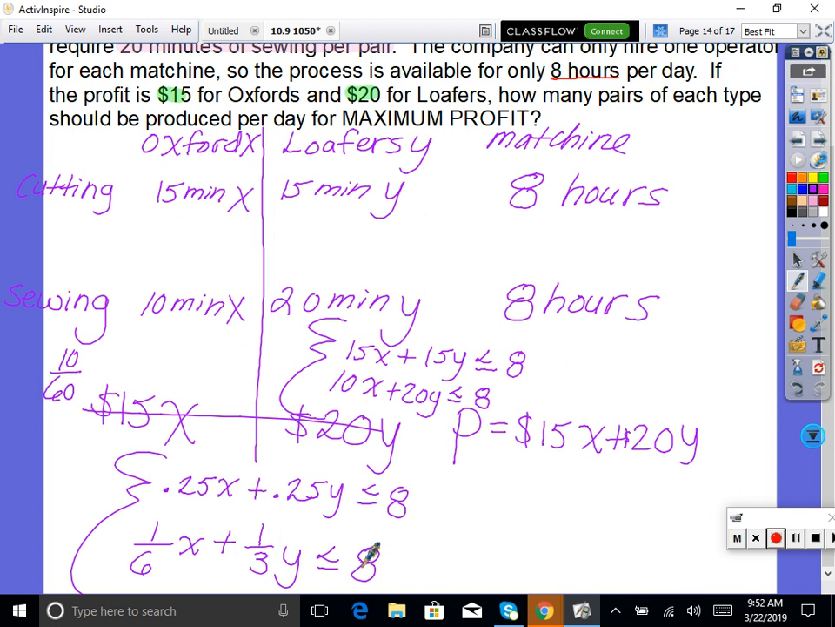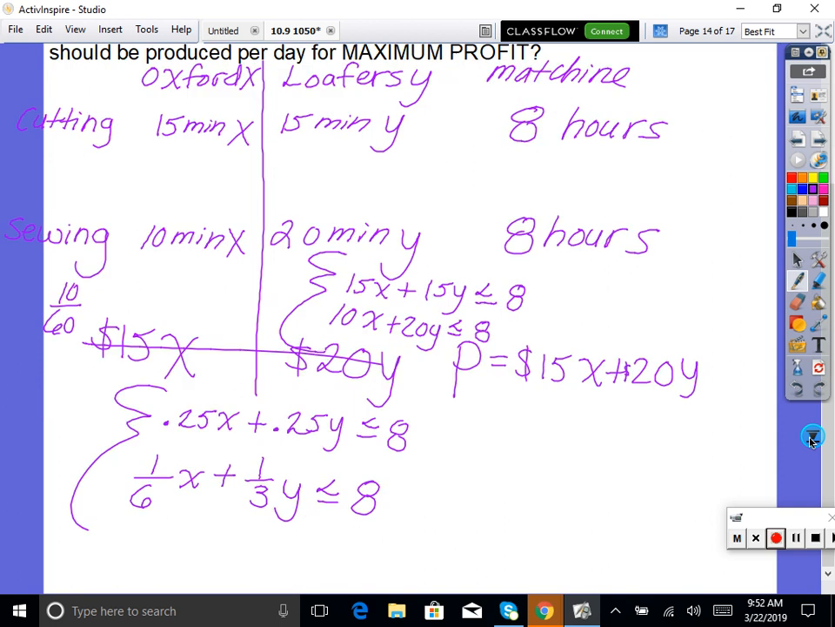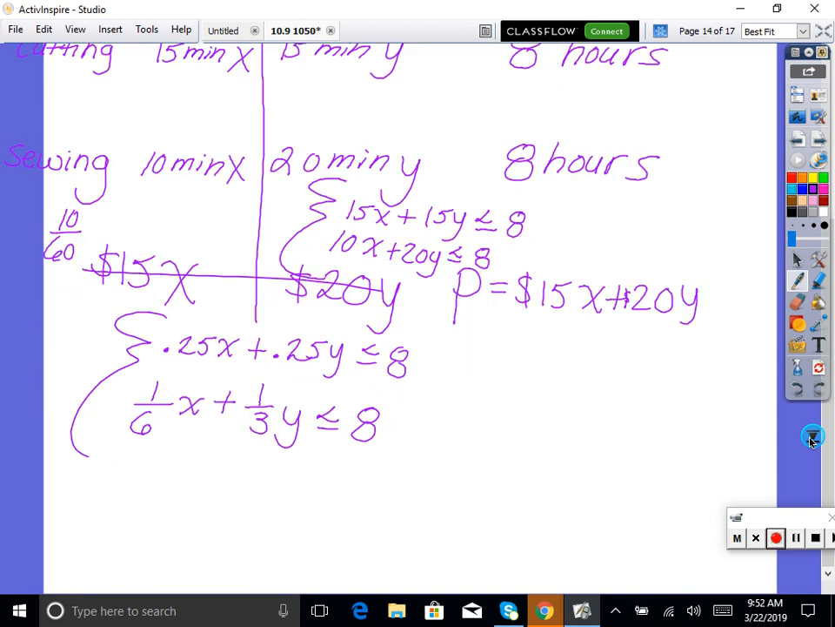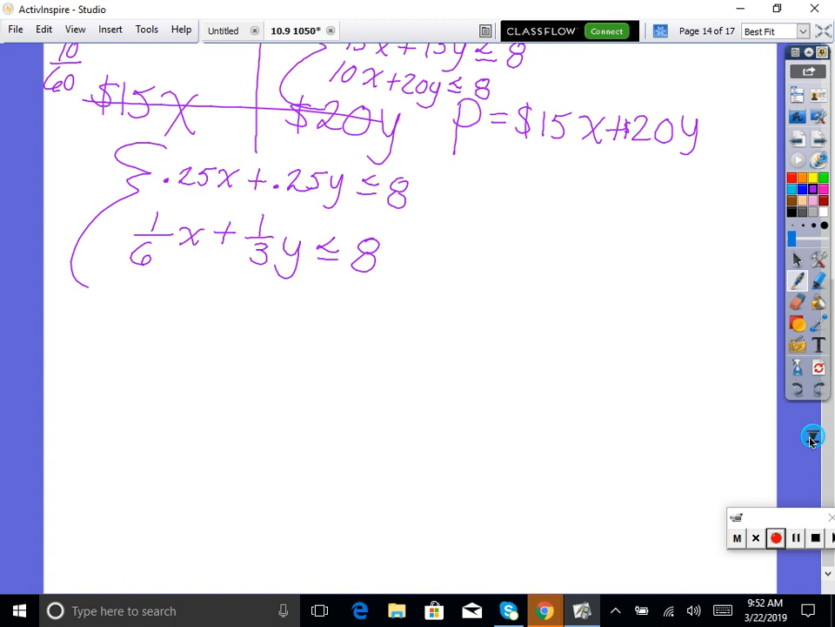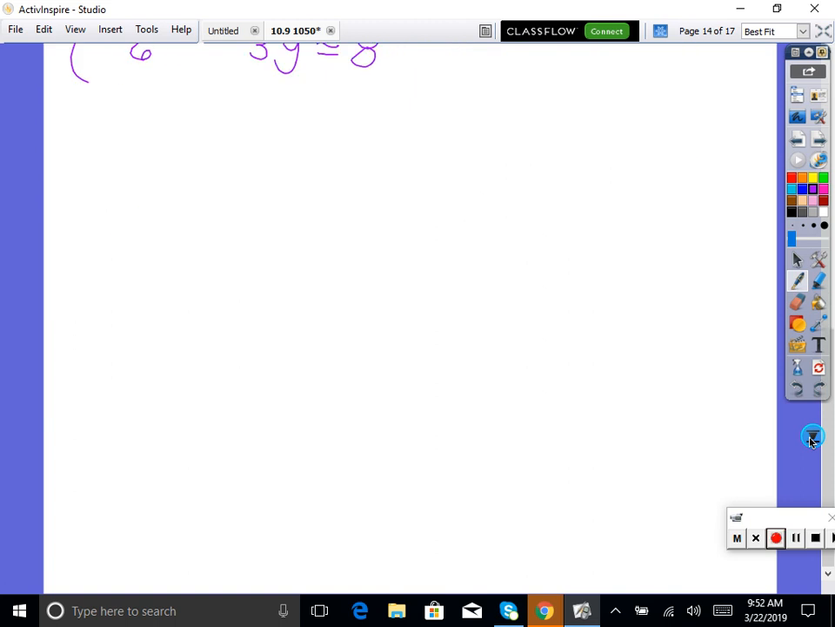Okay, so now, because this is a story problem, isn't it also true that x needs to be greater than 0 and y needs to be greater than 0? Feasible region. Okay, cool. You guys are doing awesome. We're almost there. We're almost there. Stay with me.